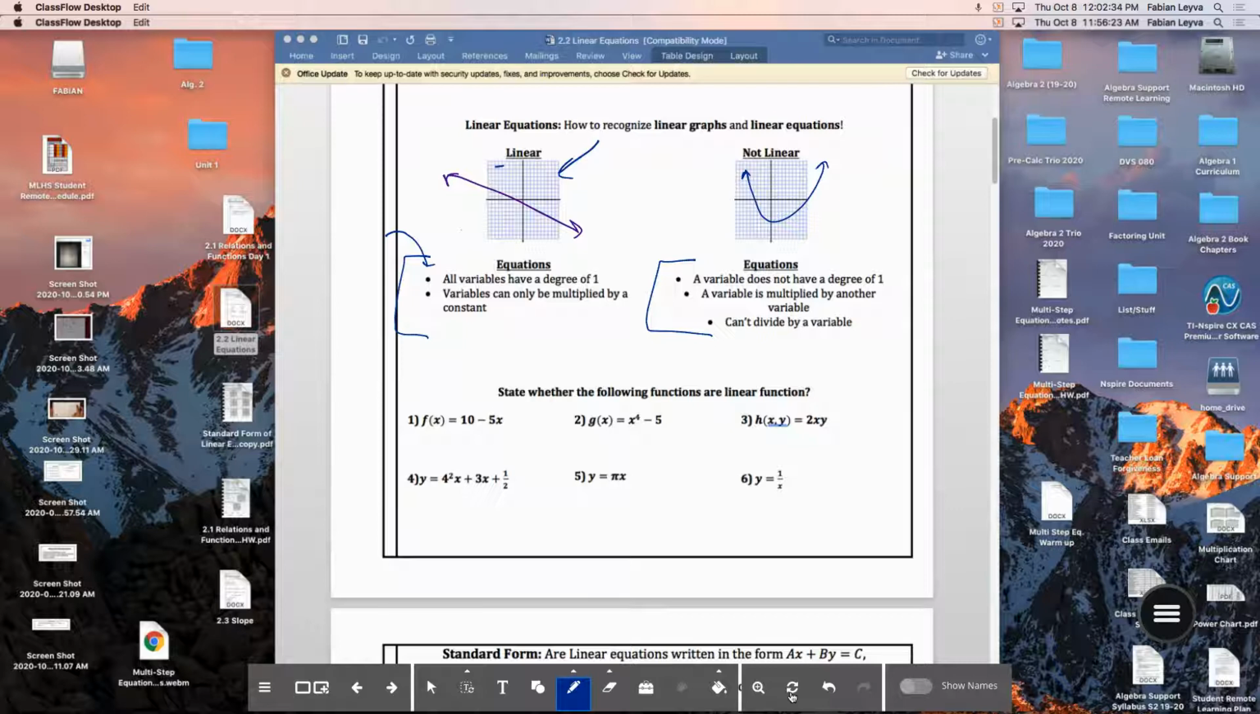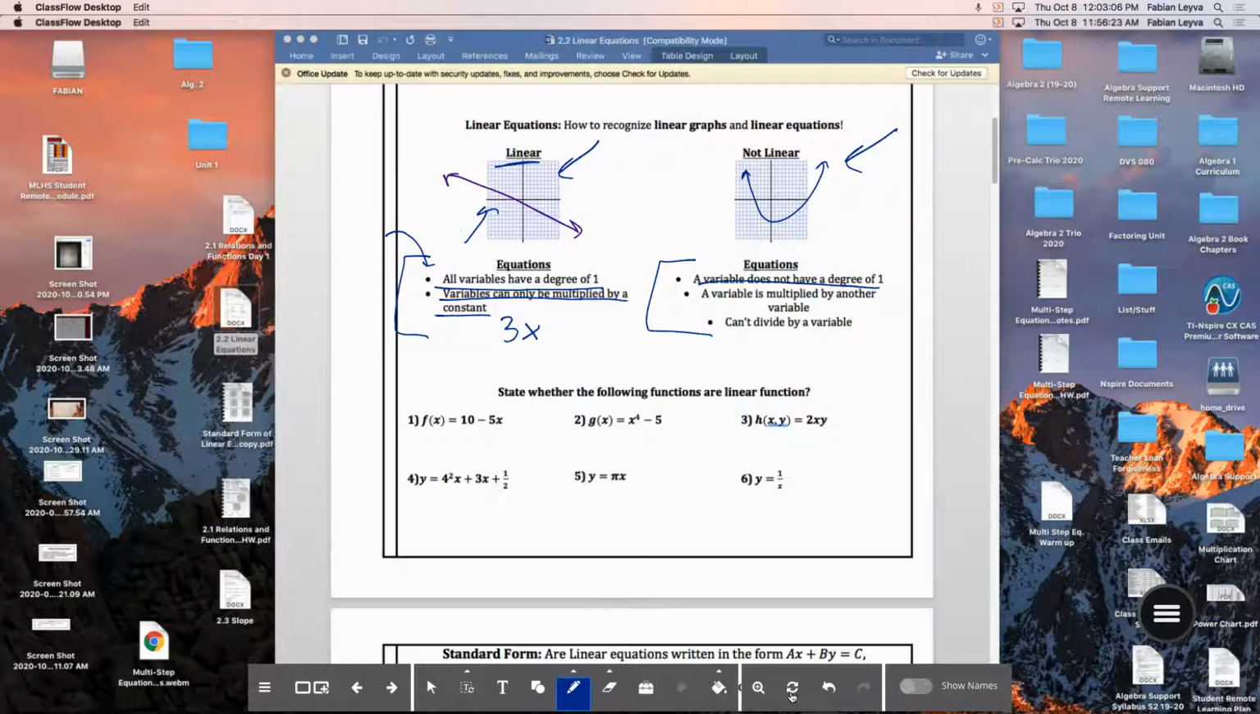In order to have a linear graph, that means you're going to have a graph that's a straight line. All variables need to have a degree of 1. Now, what happens if you have a variable that doesn't have a degree of 1? Then you're going to get something that is not a straight line, just like this example. In order to have an equation that's linear, your variables can only be multiplied by constants. So let's say a constant could be any number that I want, like 3. If you have something like 3x, that is absolutely okay. That's just a constant times the variable.